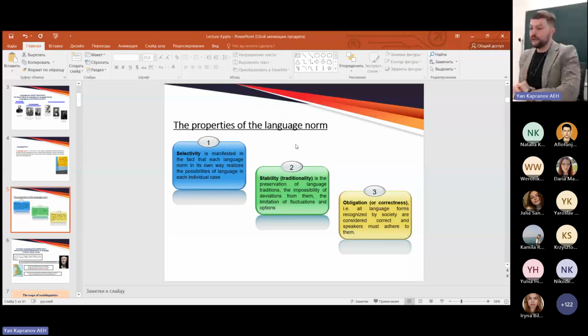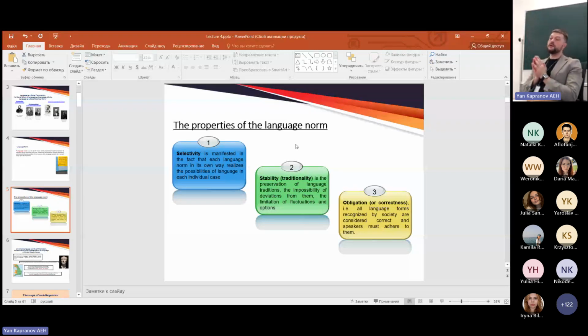Speaking about the properties of the language norm, there are three of them. Selectivity, that is manifested in the fact that each language norm in its own way realizes the possibilities of language in each individual case. The second one, stability or traditionality, is the preservation of language traditions, the impossibility of deviations from them, the limitation of fluctuations and options. And the third one, obligation or correctness. It means that all language forms recognized by society are considered correct and speakers must adhere to them.